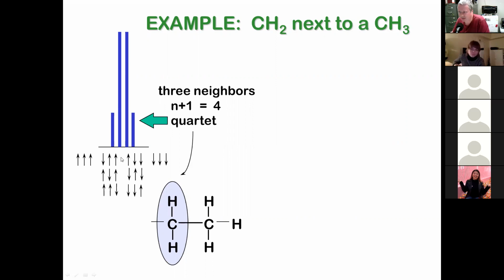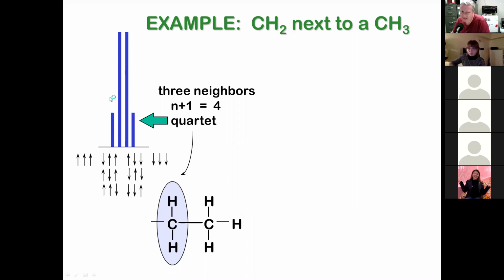What about the third leg? That's now aligned, disaligned, disaligned, disaligned, aligned, disaligned, or disaligned, disaligned, aligned. That's the third leg. And then we have the fourth leg, which is disaligned, disaligned, disaligned. And so that is why the CH2 gets split into a quartet. There's 3 neighbors, 3 plus 1, quartet, right?